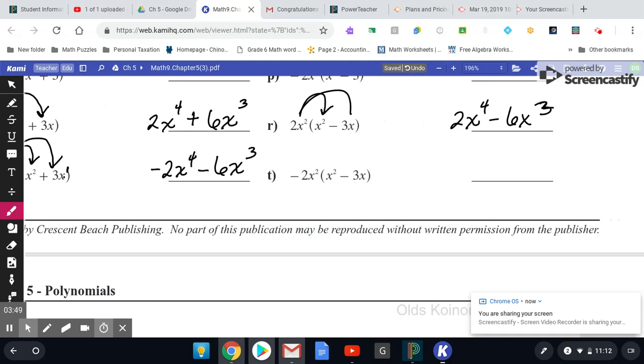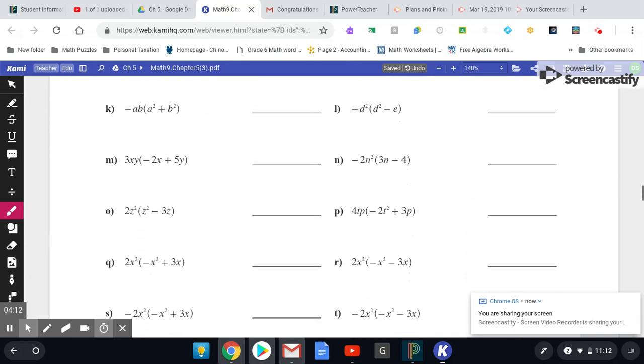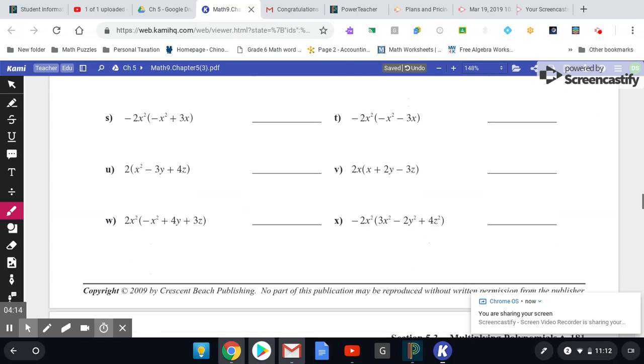Of course, over here we're going to have a negative 2x to the 4th, and then a negative times a negative is a positive 6x cubed. So just carefully watch your signs. That's what they want you to see, that your signs change the answers. Okay, let's just go down to one more page. Go to the very bottom. I'll help you with some of the hardest ones at the bottom.